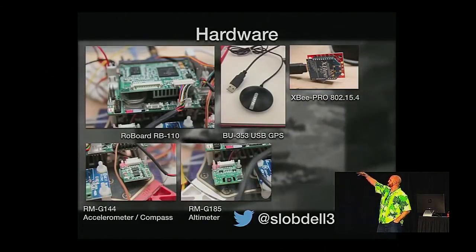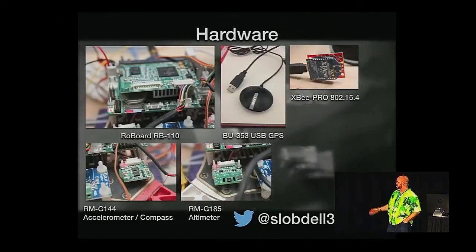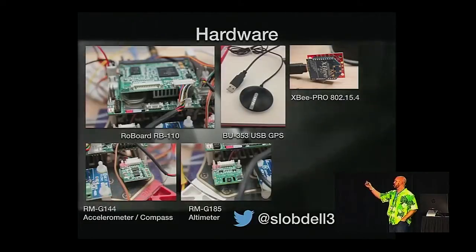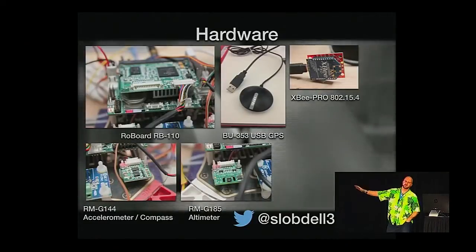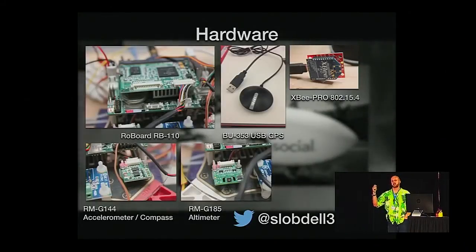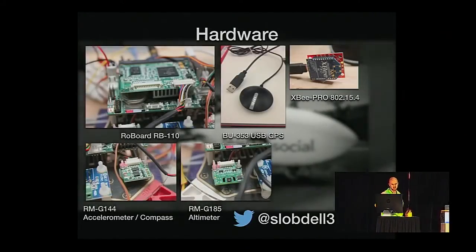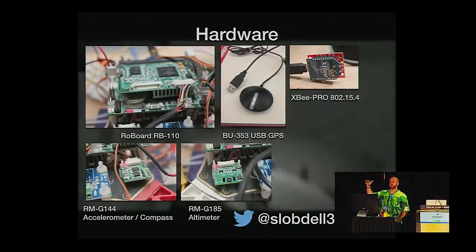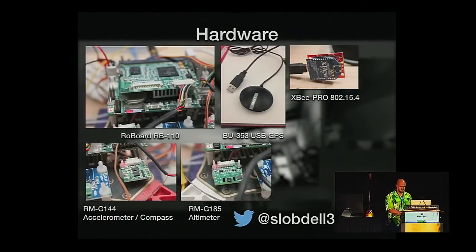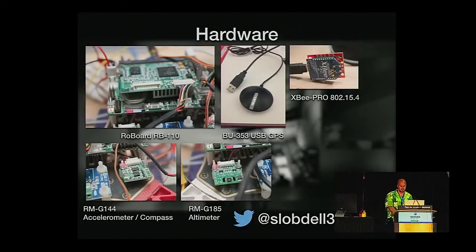And then here you can see some of the other sensors that I use, which I already talked about. But we had an accelerometer and the compass. We used the accelerometer to find out what the pitch, roll, and yaw was. The altimeter was a temperature, pressure, and humidity sensor that could then calculate a relative altitude based on a zeroized altitude as soon as you started the application.